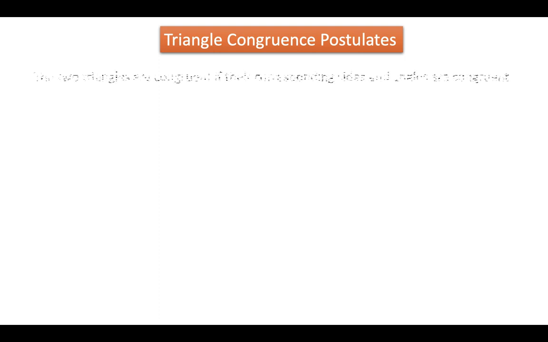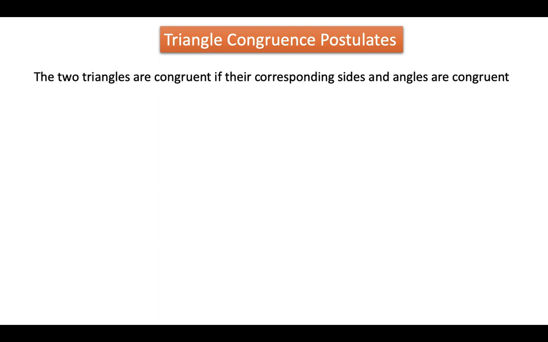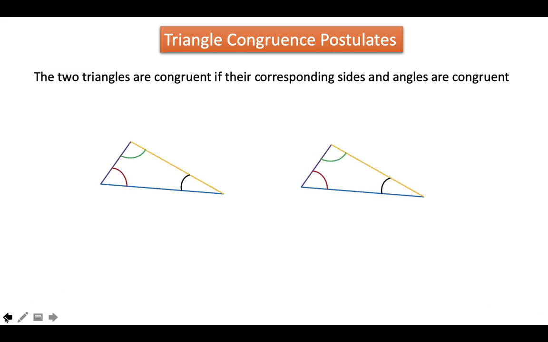Triangle congruence postulates. Two triangles are said to be congruent if their corresponding sides and angles are congruent. So in these two given triangles, if these sides are congruent, these corresponding sides are also congruent or have the same measure. These blue sides, or these two corresponding sides, are also congruent.